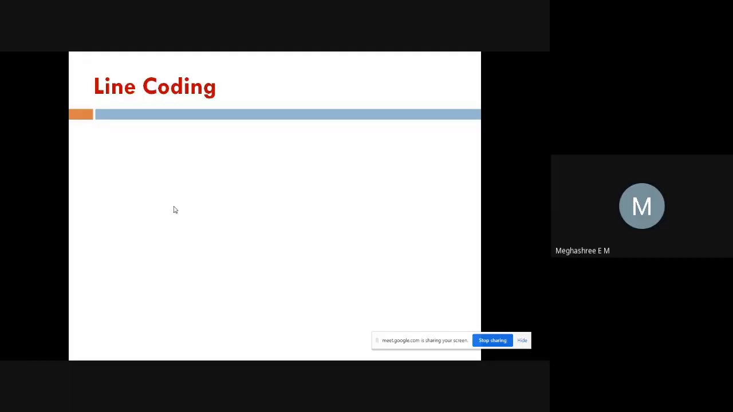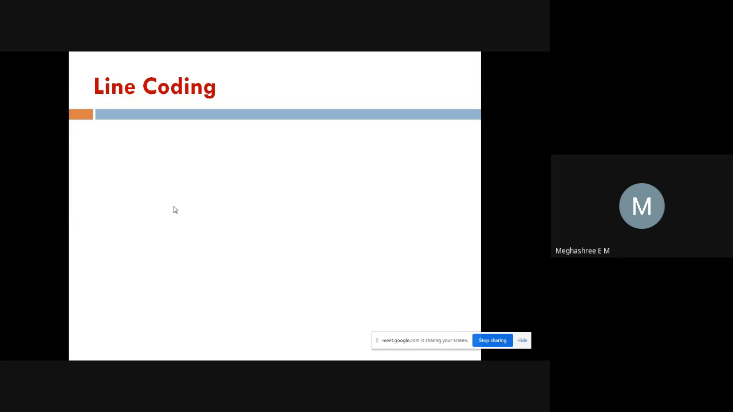As we discussed, data can be digital data or analog data. Here we will be concentrating on digital to digital conversion. That means converting digital data into digital signal when it is transmitted over the transmission channel. To convert digital data into digital signals, three techniques are used. The first one is line coding, the second one is block coding, and the third one is scrambling.